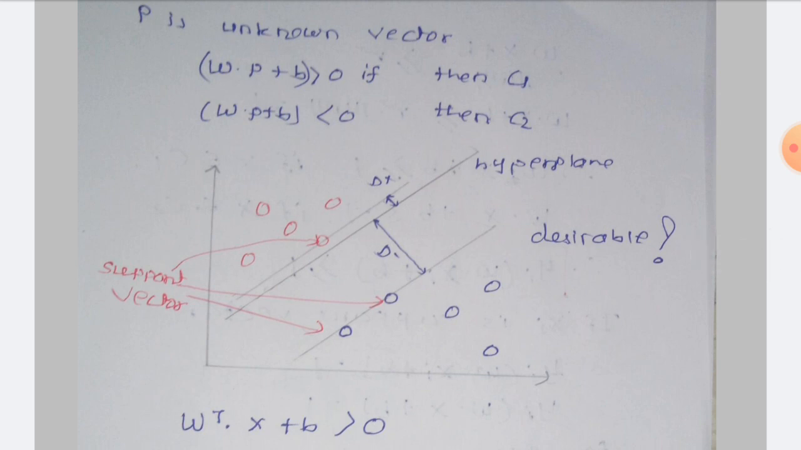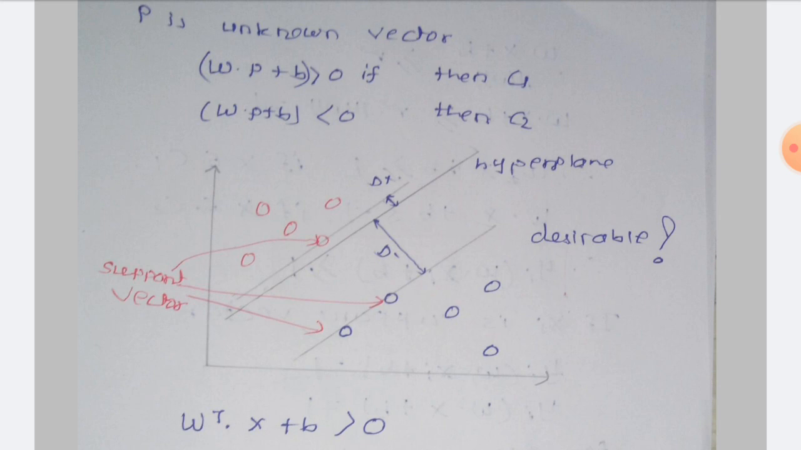Now again see the equation: W^T x + b is greater than 0. In this equation, what happens if it is just slightly greater than 0, and what happens if it is much greater than 0? If it is just slightly greater than 0, see the above diagram. Here the hyperplane is defined, and we can observe three support vectors: 1 red point and 2 blue points.